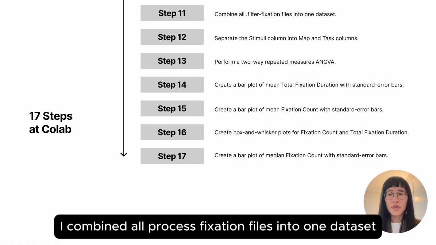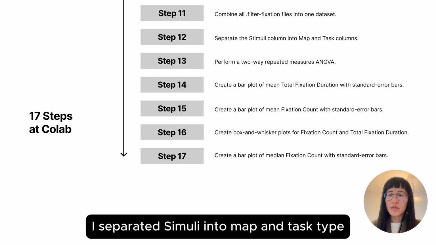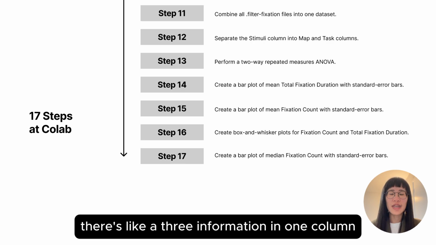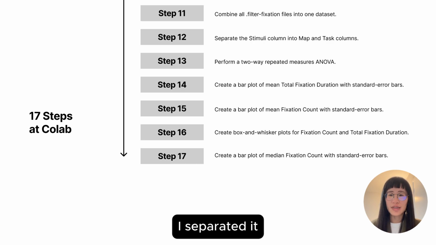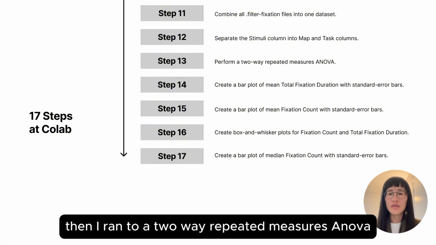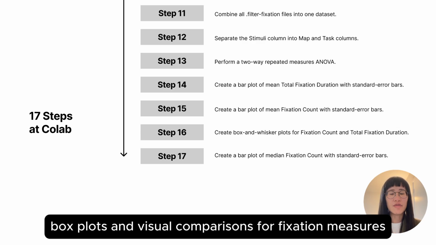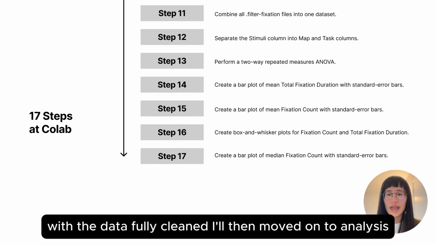Finally, I combined all processed fixation files into one dataset. I separated stimuli into map and task type because originally it was written as F1 as CMAP T1. There's like 3 pieces of information in one column. I separated it. Then I ran a 2-way repeated measures ANOVA. I created bar plots, box plots, and visual comparisons for fixation measures. With the data fully cleaned, I'll then move to analyze.